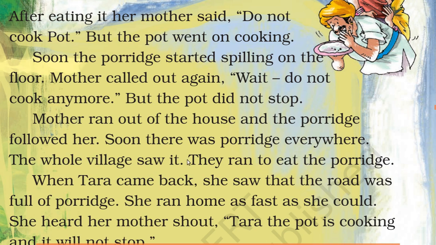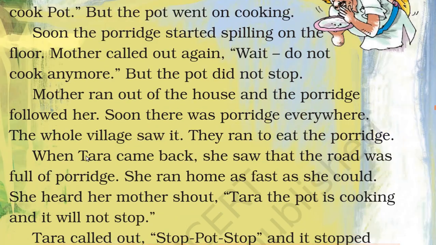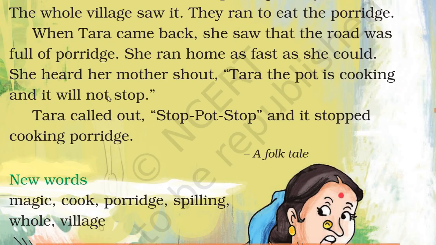The whole village saw it. They ran to see the porridge. When Tara came back, she saw that the road was full of porridge. She ran home as fast as she could. She heard her mother shout, "Tara, the pot is cooking." Tara called out, "Stop pot, stop," and it stopped cooking porridge. Magic pot porridge spilling all over the whole village.